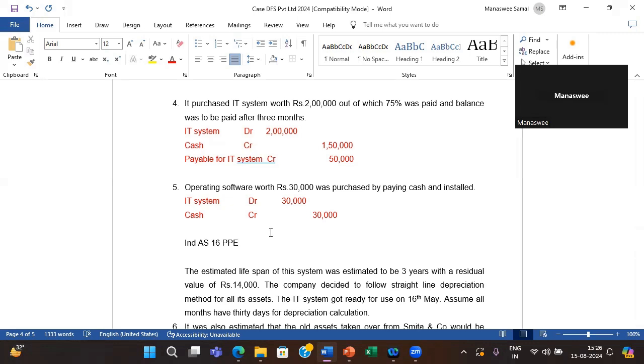Property, plant, and equipment covers all the long-term tangible assets like land, building, furniture, fixtures, IT systems, vehicles, cranes, plant and machinery, office equipment. Everything will come under PPE. So those assets are called fixed assets, isn't it? Non-commerce students, please understand that by fixed assets, we are not suggesting in any way that the assets are fixed to the ground. That would be a ridiculous way to understand it.